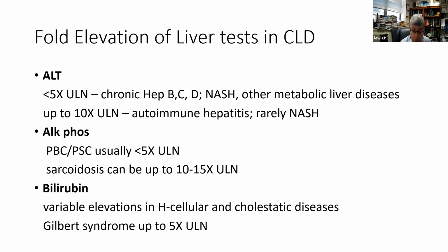And then obviously bilirubin is variable. Remember, Gilbert syndrome is present in 5 to 10% of the normal population. But its cutoff is an indirect hyperbilirubinemia that's less than 5 times the upper limit of normal. If it's beyond that, something else is going on.